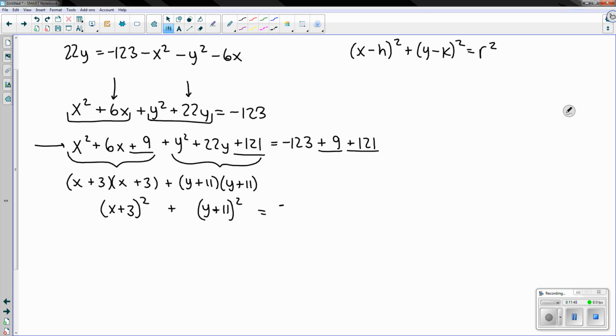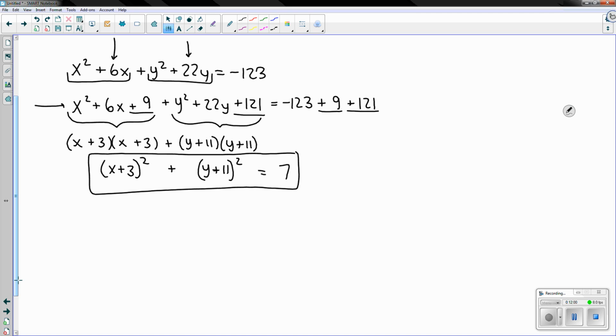And that equals 7. So we went from this at the beginning down to a standard form equation for a circle. And we would say we have center negative 3, negative 11, and the radius is the square root of 7, right? Make sure you're taking the square root of that constant term.